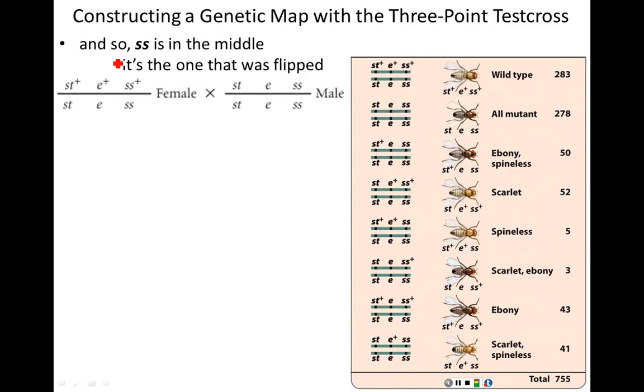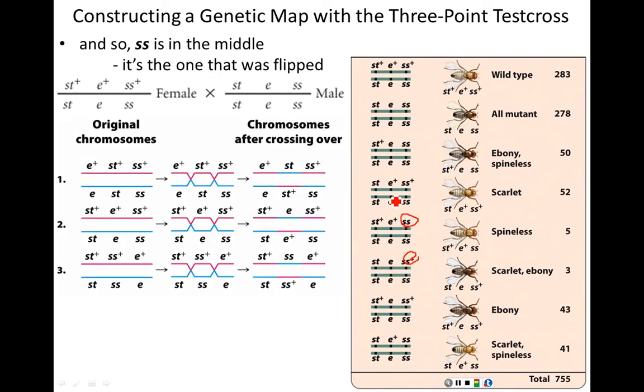This is what we started with in the parent. All the dominants together, all the recessives together. This is what we get in the double crossover. This dominant's still with this dominant, but this guy wasn't here before. This guy wasn't here before. And so this is what actually happened. What actually happened was option 3.